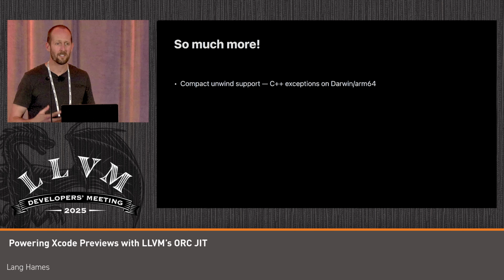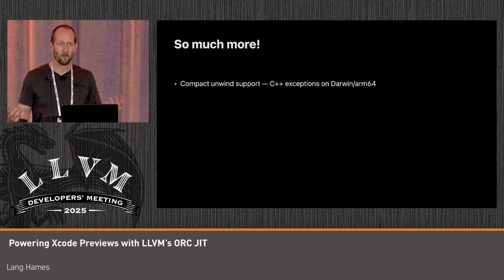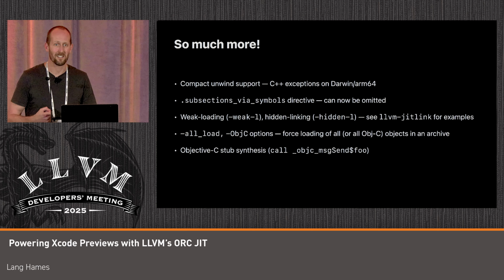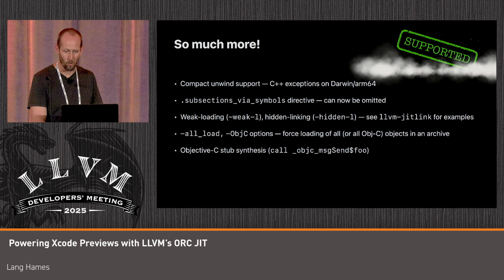There are so many more things that we did for this project that I wish I had time to talk about. Compact unwind is now supported. C++ exceptions will work on Darwin ARM64. Subsections via symbols: if you want to handwrite assembly on Darwin and you really don't like this directive, you don't have to use it anymore. Weak loading and hidden linking are both working. The -all_load and -obj_c modifiers to static archive linking are working. And we know how to synthesize Objective-C stubs that use the new objc_msgSend stub synthesis syntax. So all of this will now work.